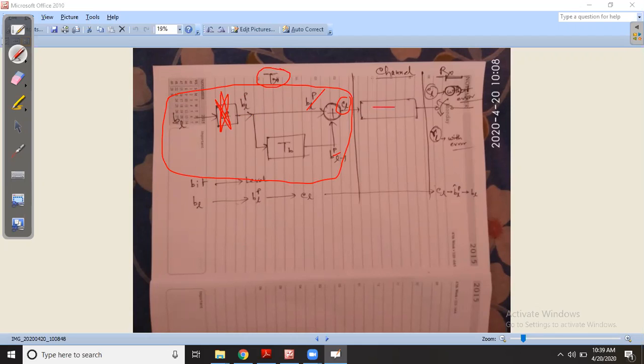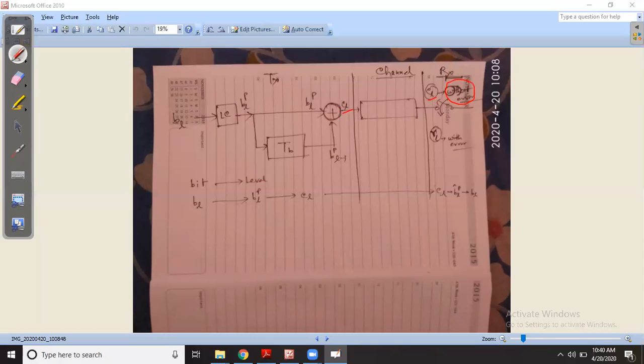Some channel will be there. Then the receiver section will be there. For the channel, we know HIT or HIF, all the things we have discussed. And after the channel, we got HF, some expression, the frequency response expression. Now CL is transmitted, some voltage level is transmitted. The same CL is received as it is without any error.